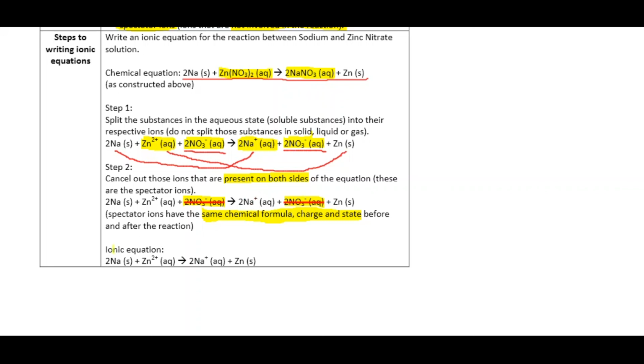So removing these two, the final ionic equation will be: we have sodium over here, Zn2+ aqueous over here, Na+ over here, and Zn solid over here. So basically we just remove the spectator ion, which is the nitrate ion.